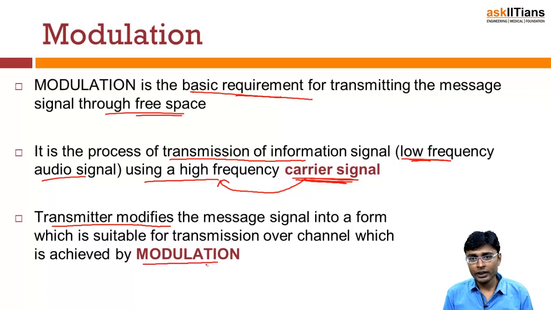Now the transmitter modifies the message signal into a form which is suitable for transmission over the channel, which is achieved by modulation. This we have also seen when we were discussing the block diagram. The main purpose of the transmitter is to convert the signal into a form which is suitable for the channel, and that is achieved by a device called the modulator, which basically does the modulation. So it converts the message signal into a form suitable for transmission over the channel. We will study this better in the coming slides.